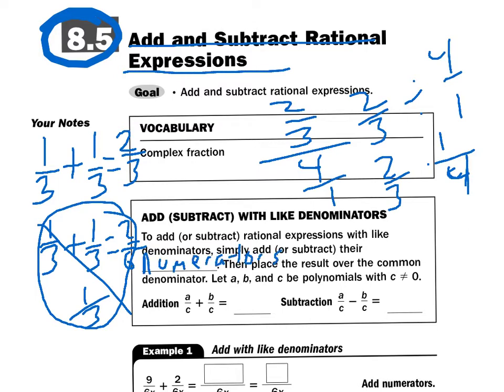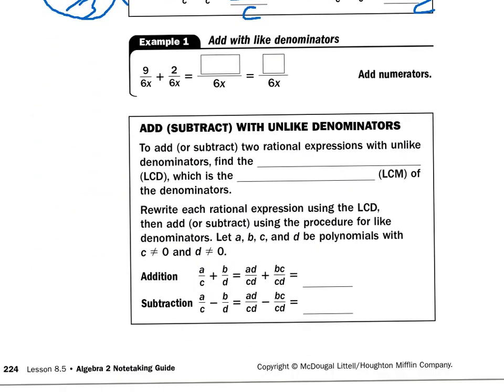Then place the result over the common denominator. So if I said a over c plus b over c, you would say that's a plus b all over c. And if I subtracted them, you'd say that's a minus b all over c. That makes sense. So in example 1, if I said 9 plus 2, hopefully we would all say that's 11 over 6x.